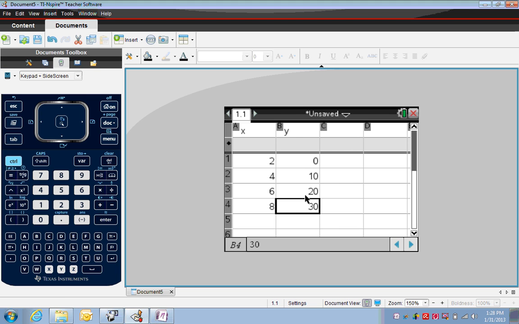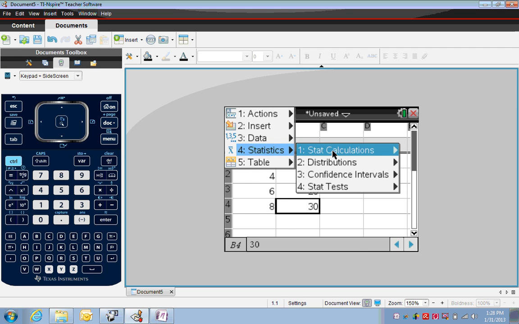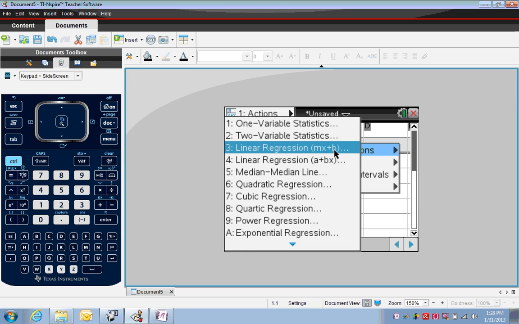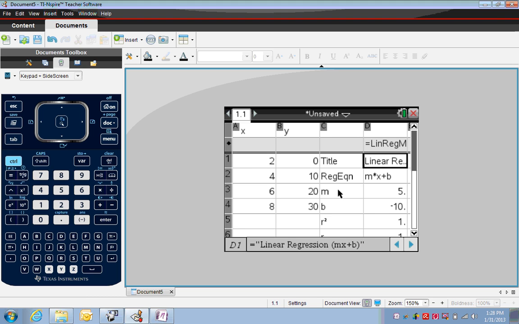Alright, now once I've done that, I go to Menu, Statistics, Stat Calculations, and Linear Regression, mx plus b. I have to tell my calculator what I want my X list to be labeled and what I want my Y list to be labeled. So my X list is going to be X, and my Y list is going to be Y. After I've defined those, I hit OK. And if you notice, they give us our m and b value. So m is 5 and b is 10.